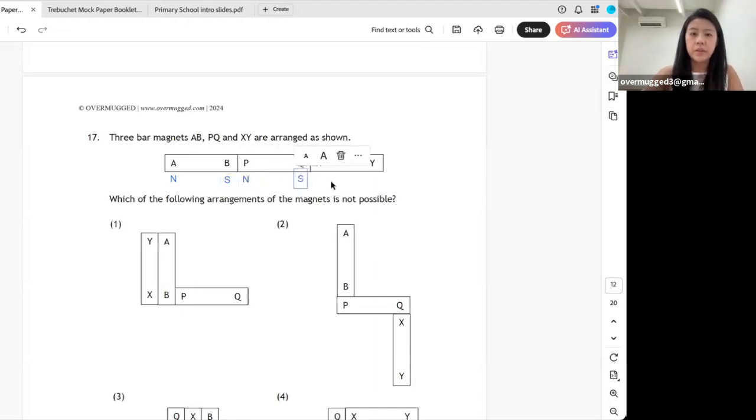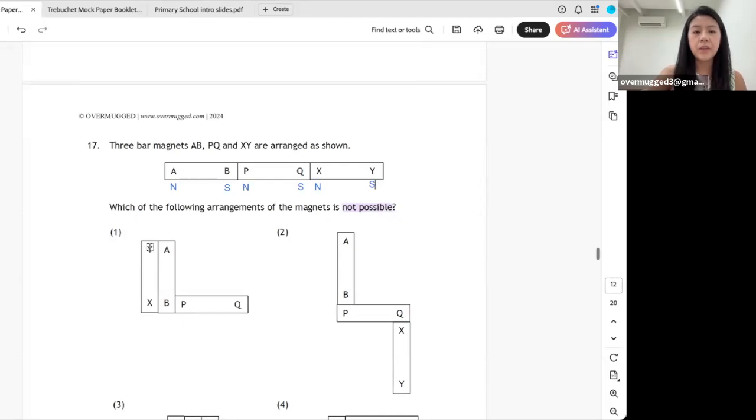Let me just fill in all the north and south poles first. The reason why you fill in the poles is so that later on in the options, you can write in the poles respectively and see whether they are going to attract or repel. We are looking for arrangements of the magnets that are not possible, so they are placed wrongly. So let's see. The first one here, I've got Y and A. Y is south pole.